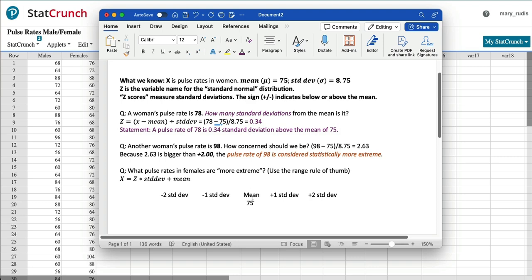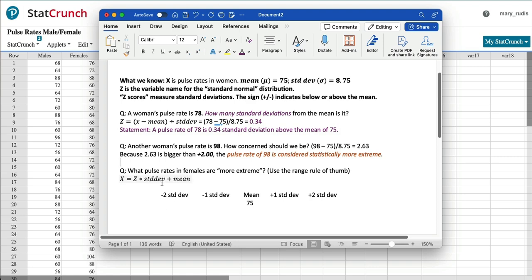So starting with the mean in the middle, I just typed this into a document here, and the mean is right in the middle, and then we're going to go +1 standard deviation away, and then we're going to go +2 standard deviations away, and then we're going to come back to the mean, and we're going to go -1 and -2 down, okay?